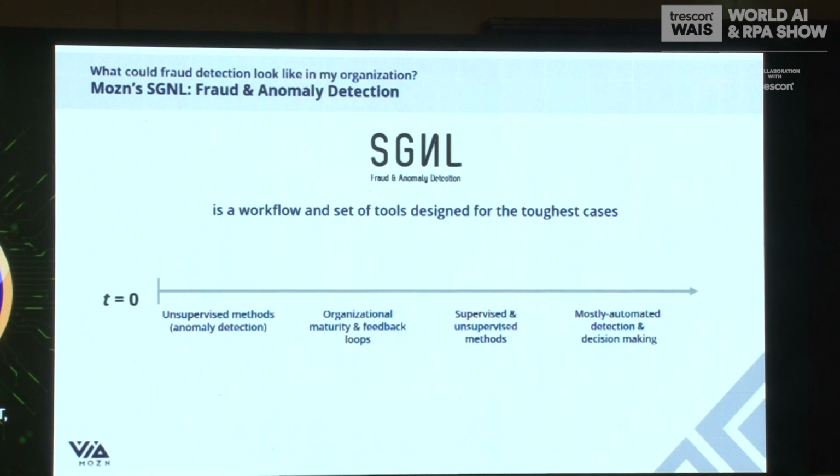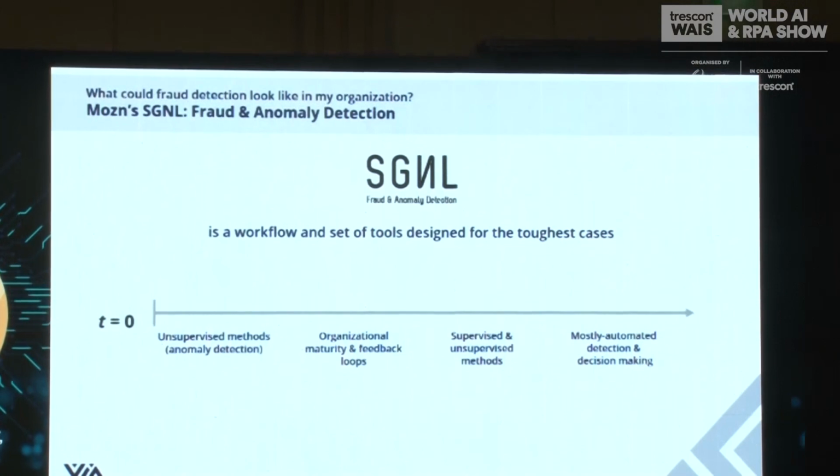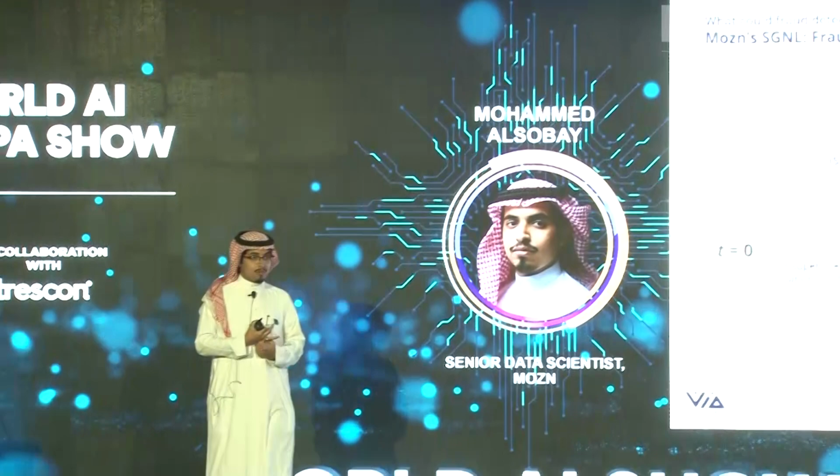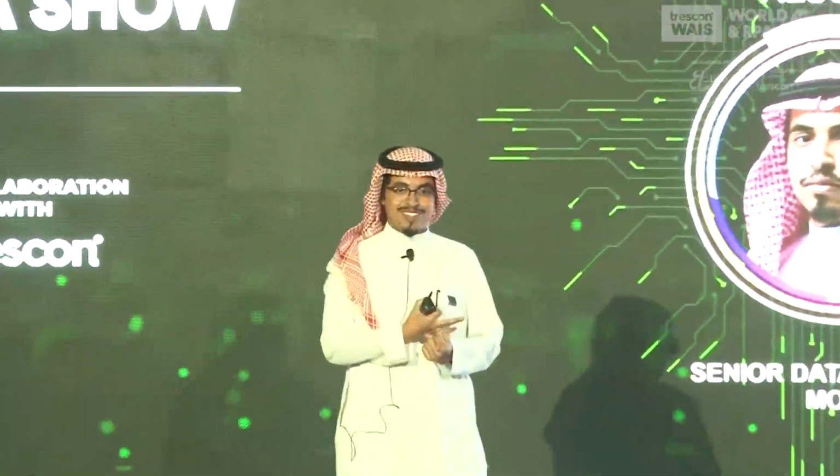And so Mozn's approach is embodied in Signal, which is a workflow and set of tools designed for the toughest cases. So we approach cases where the data available is limited, it's in difficult to access silos, and there might not be any labeled data or understanding of what fraud looks like, right? So if we start at T0, which is today, right? Unsupervised methods allow us to find things that are unusual, right? So we can do this with data that exists today. Given the assumption that most people are telling the truth, can we find the weird ones, right? That might be a hint of where fraud is occurring in our organization.